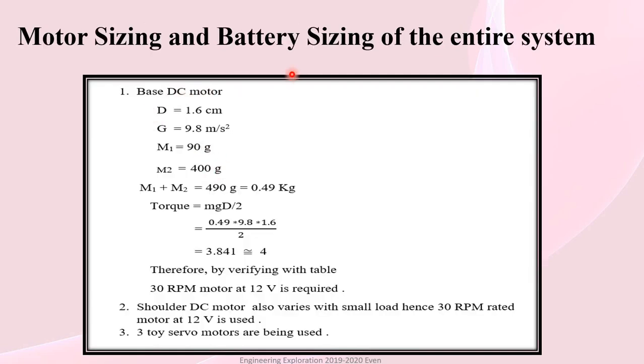Motor sizing and battery sizing of the entire system. 30 RPM motor at 12 volt is required. Shoulder DC motor also varies with a small load, hence a 30 RPM rated motor at 12 volt is used, and 3 toy servo motors are being used in the prototype.